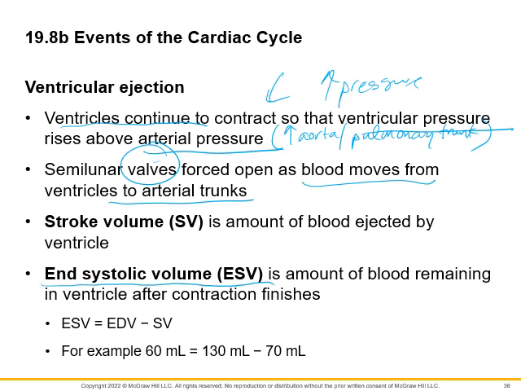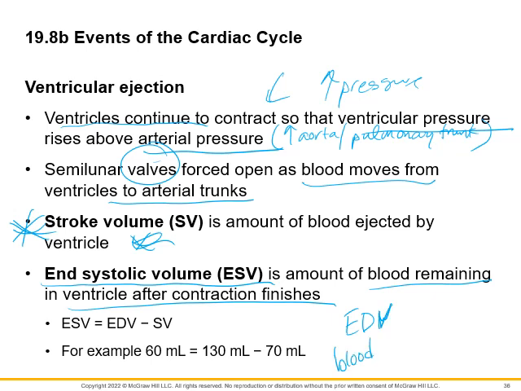End systolic volume is the amount of blood remaining in the ventricles. So your ventricles do not contract every drop of blood up and out. Some blood is still remaining in the ventricles. The amount of blood that we eject is called stroke volume. So end diastolic volume, this is the blood that we put in. The end systolic volume, blood remaining. So therefore, stroke volume is blood ejected.